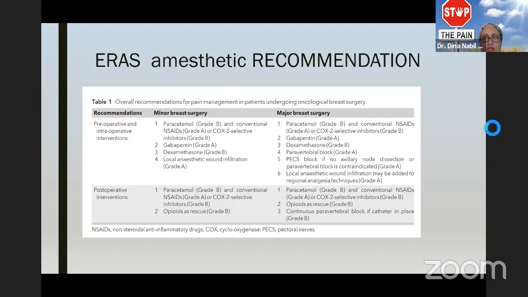ERAS anesthetic recommendations cover the preoperative, intraoperative, and postoperative periods. Preoperatively, use paracetamol and non-steroidal anti-inflammatory drugs, which have grade B evidence; gabapentin, grade A evidence; dexamethasone; and local anesthetic infiltration of the wound. Postoperatively, use paracetamol and non-steroidals, and opioids only as a rescue analgesic. This is regarding minor breast surgery. Major breast surgery is the same, with the addition of a PECS block or paravertebral block.